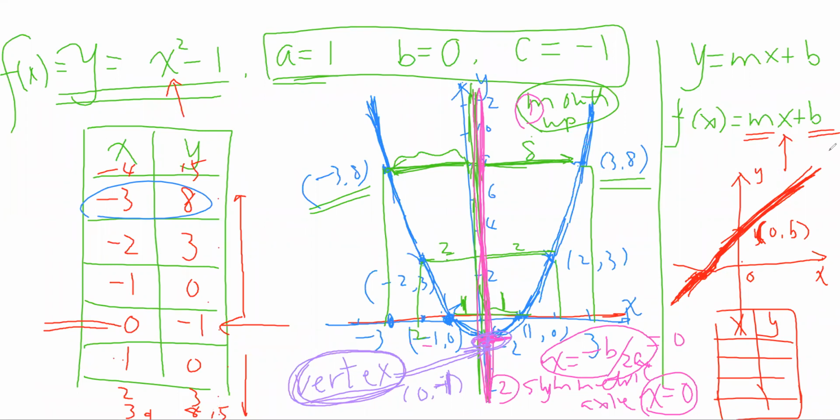Okay, so you can see this is the vertex. All the y values are greater, they are above this part. There's no y value under this. So it means y is greater than or equal to negative 1, right? The minimum value is negative 1.